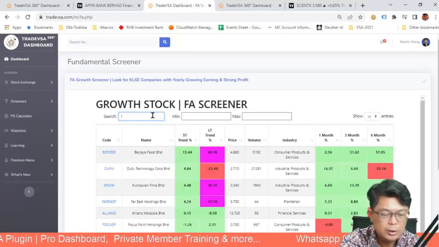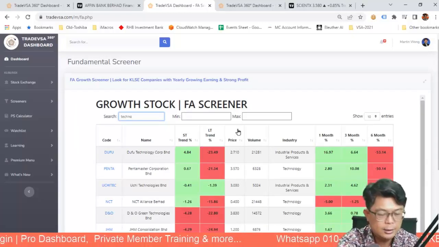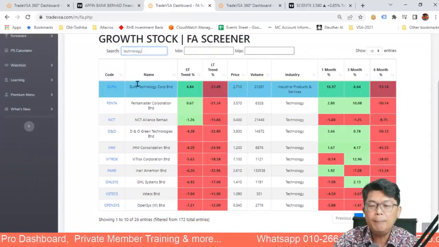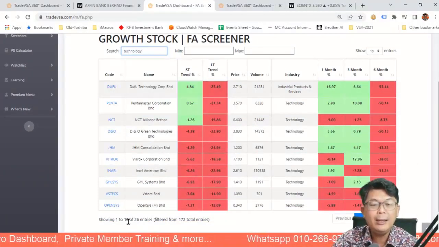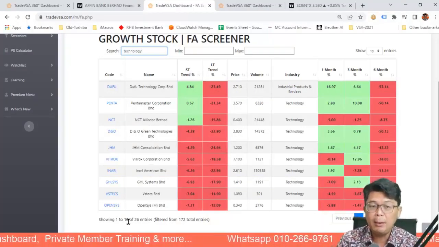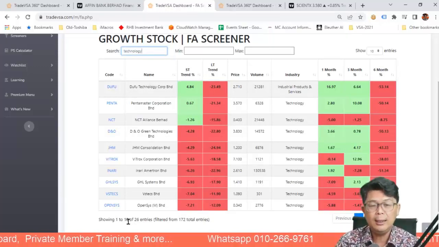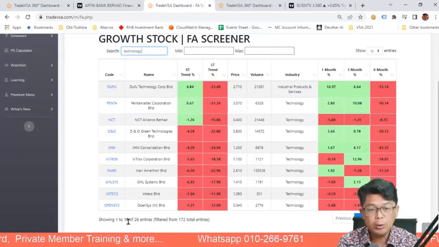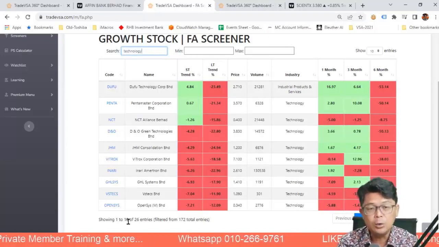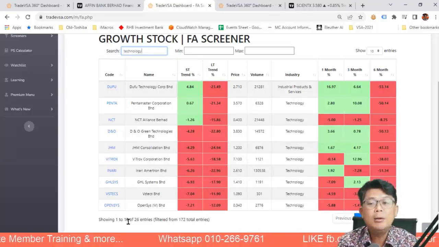And let's say you want to look for technology, just type in technology. All right, you can see the technology companies, and it is only filtering 10 out of 26. So you already narrow it down here. But I'm going to share with you a couple of tips to further narrow down and give you the criteria that we are all longing for according to Peter Lynch. We want to buy a share that is growing at a reasonable rate with a reasonable price.